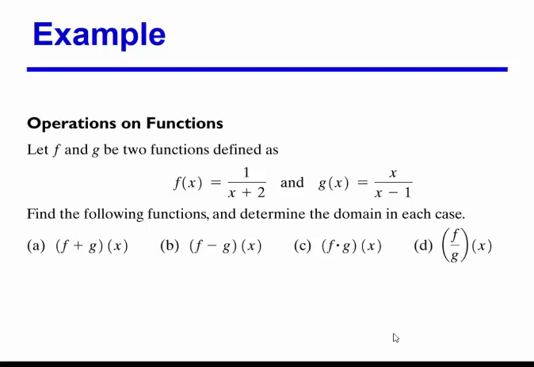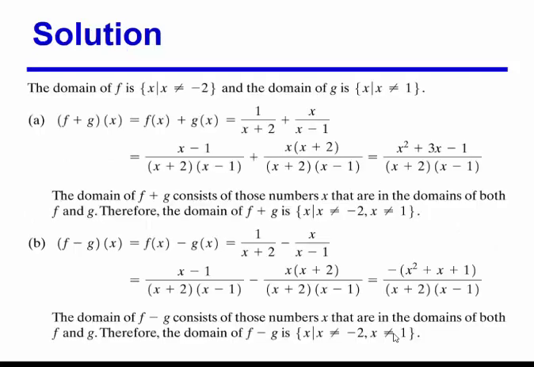So here, let f and g be two functions defined as follows. f of x is equal to 1 over x plus 2, and g of x is equal to x over x minus 1. We're going to find the following functions and determine the domain in each case. For the first one, we're simply adding the two functions, so we end up with x squared plus 3x minus 1 over x plus 2 times x minus 1. The domain of f plus g consists of those numbers x that are in the domains of both f and g. So the domain of f plus g is all numbers x such that x does not equal negative 2 and x does not equal 1.